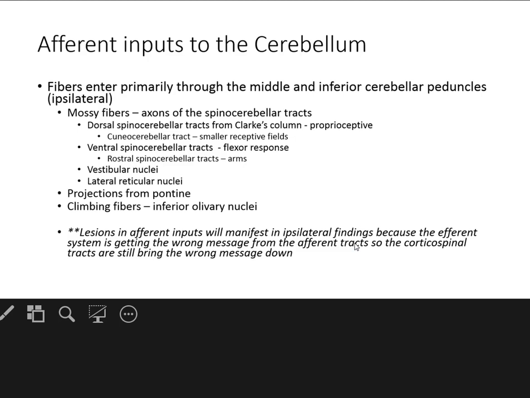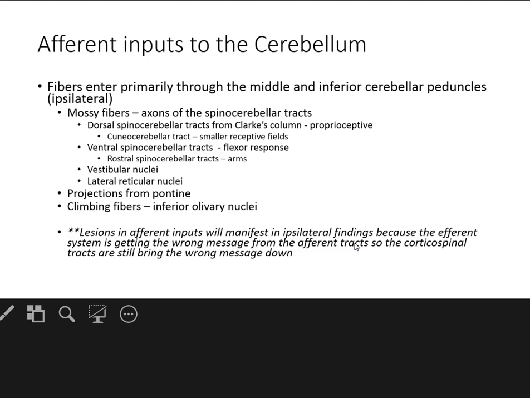The most important are the dorsal spinocerebellar tracts from Clarke's column, which carry proprioceptive information, the cuneocerebellar tract, which carries information from smaller receptive fields, the ventral spinocerebellar tract, which carries the flexor response, and the rostral spinocerebellar tracts, which is bringing information from the arms. These mossy fibers also include axons from the vestibular nuclei and the lateral reticular nuclei. Afferent inputs also include projections from the pons and include climbing fibers from the inferior olivary nuclei.